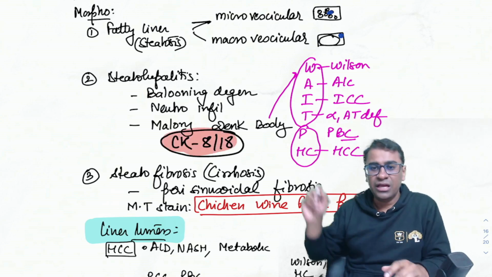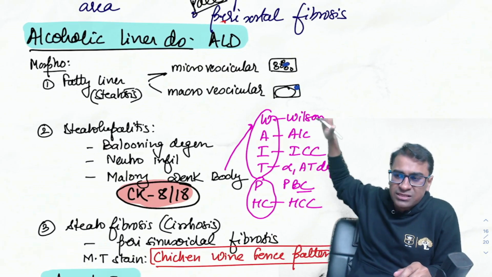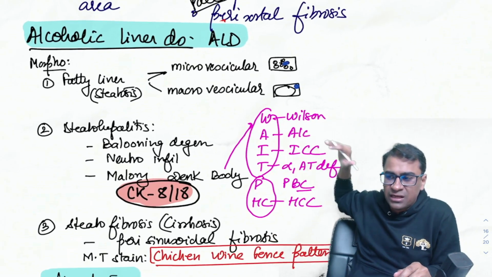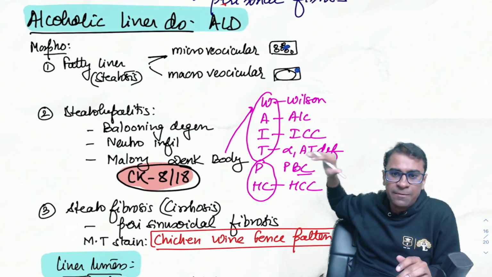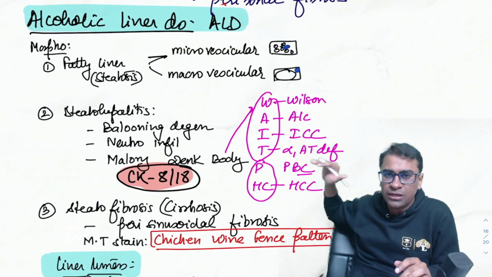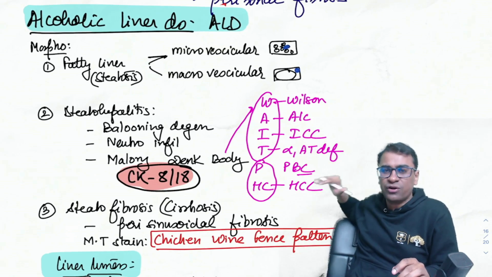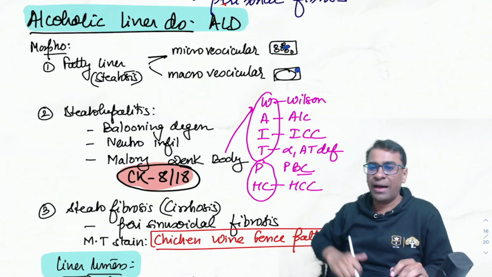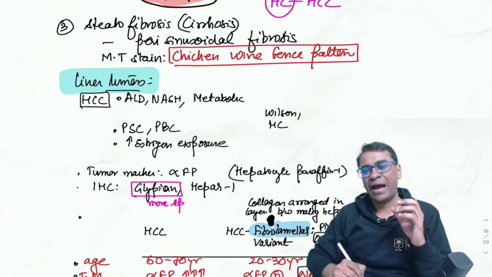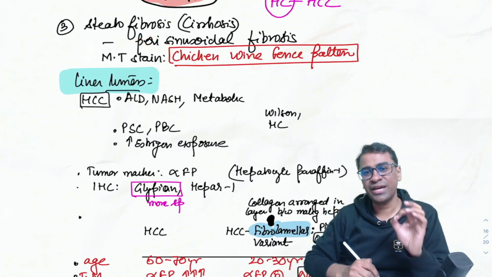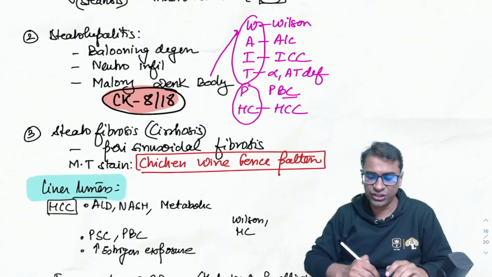CK 8 and 18. So the mnemonic WAIT in PHC means Wilson, alcoholic liver disease, Indian childhood cirrhosis, alpha-1 antitrypsin deficiency, primary biliary cirrhosis, and hepatocellular carcinoma. A simple mnemonic for the Mallory-Denk bodies. In the Masson trichrome stain, this finding shows a chicken wire fence pattern.